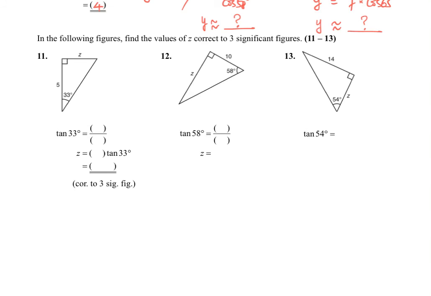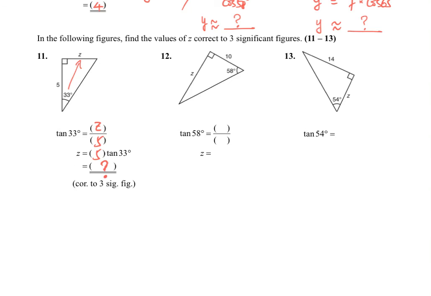The question already reminds us, use tangent 33. We need to use the opposite side over adjacent side, z over 5. So z equals 5 times tangent 33. Using the calculator we can get the final answer. Okay, and for question 12, we use tangent 58.